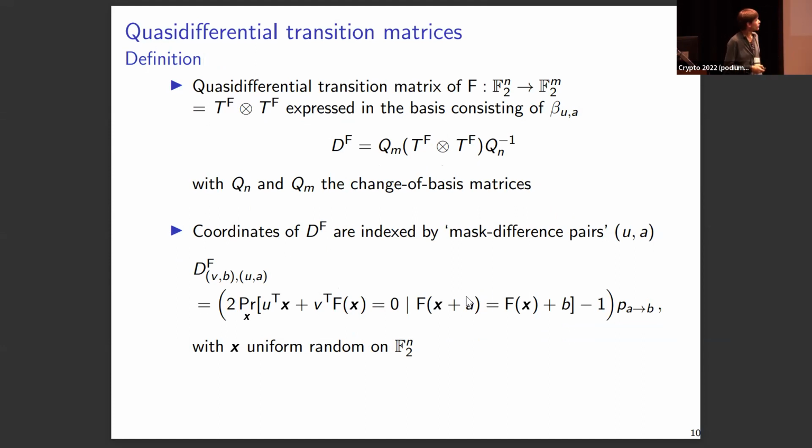What they actually look like is, I'm going to index the coordinates, that's the first thing I should say, by these mass difference pairs. Why? Because otherwise I have to number the basis vectors in an arbitrary way. And it seems a bit silly to do that.